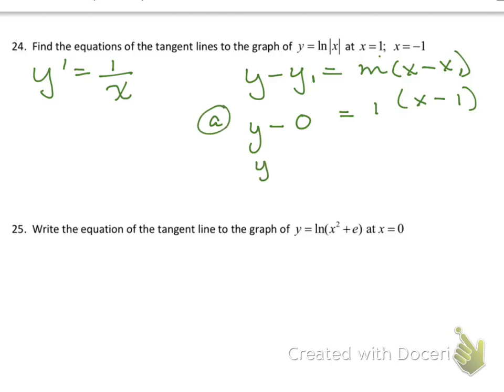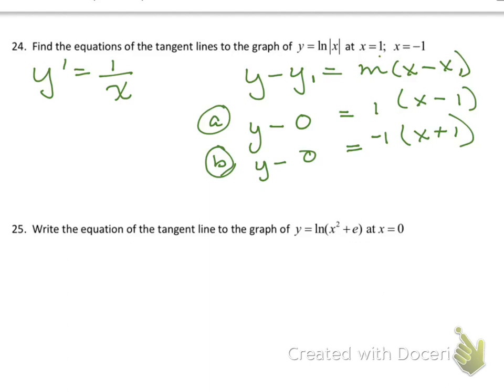So that's going to be y minus, it's still going to be y minus 0, because natural log of the absolute value of negative 1 is exactly the same as the natural log of 1. So that's going to be 0. My slope this time is going to be 1 over negative 1, so it's going to be negative 1, and then this sign will flip. Okay, so that's the second problem.